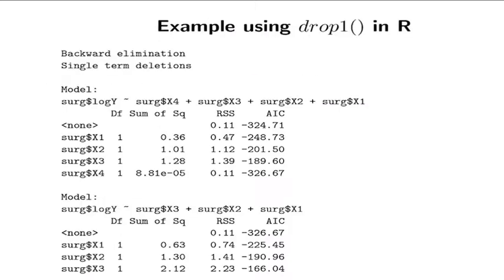So this is another way to run backward elimination: to use the idea of drop, drop one of that. So at the end of the day, let's see the result.